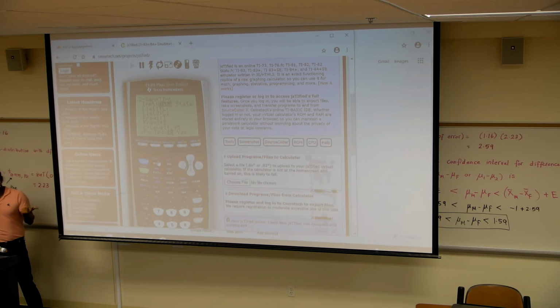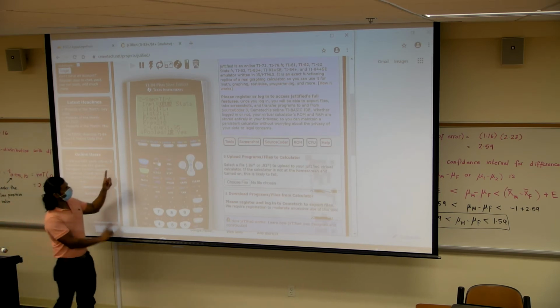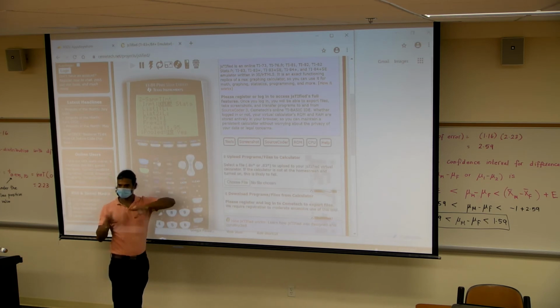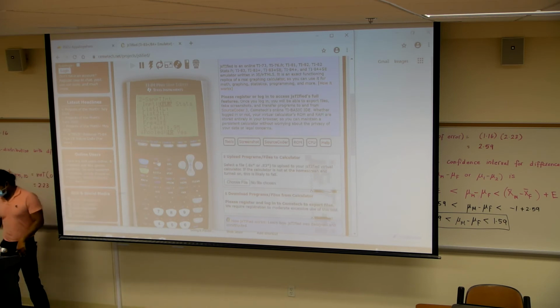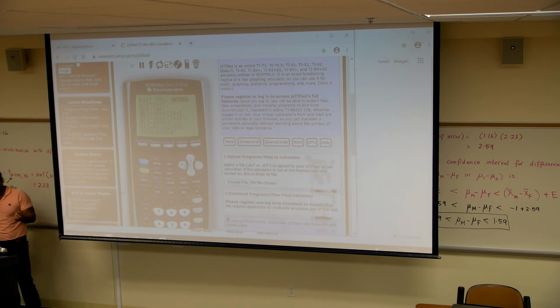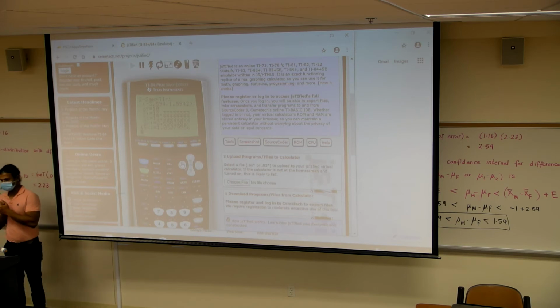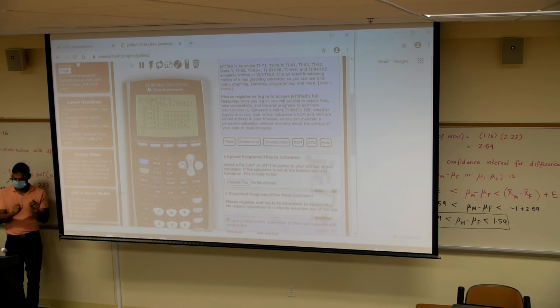The confidence level is 0.95, and it is asking you whether it should be pooled or not. What did we do? Did we pool it? Yes. So switch it over. And hit calculate. So what answer do we get? The same thing. So what I'm going to do now is I'm going to go back.